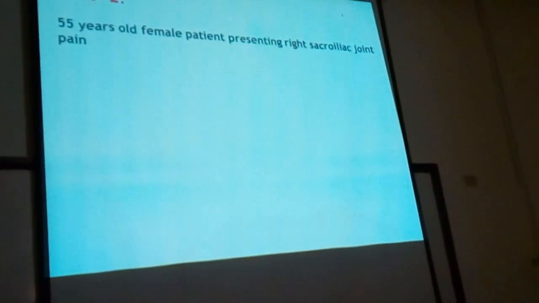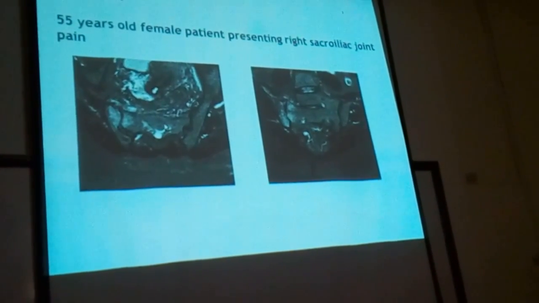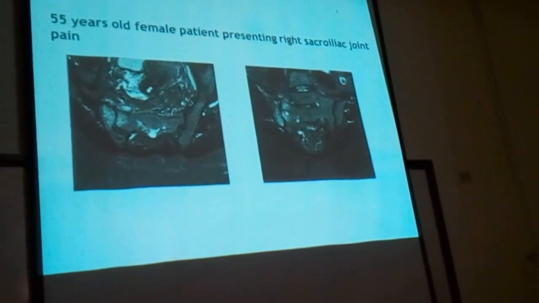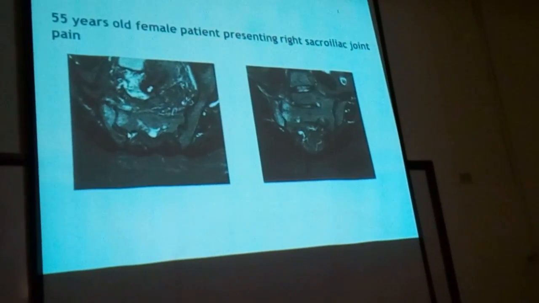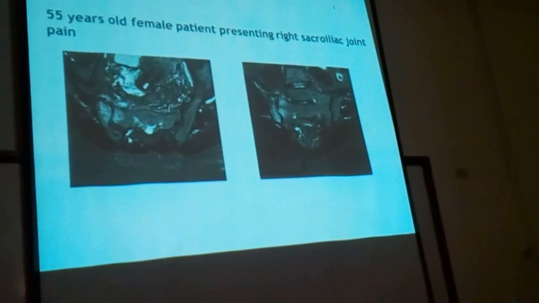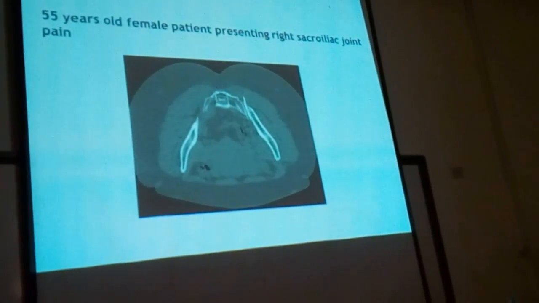Case number 2, a 55 year old female patient presented with right sacroiliac joint pain. It was degenerative sacroiliitis. There is edema in the T2 fat suppression sequence at the right sacroiliac joint and marginal osteophytosis and narrowing of the joint space. Injection of the right sacroiliac joint was done.